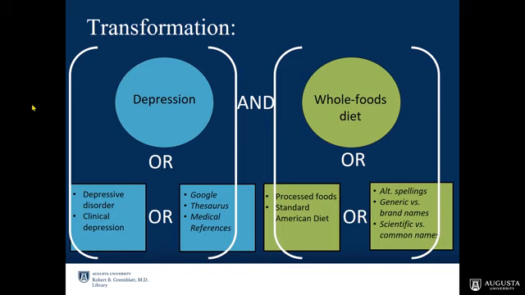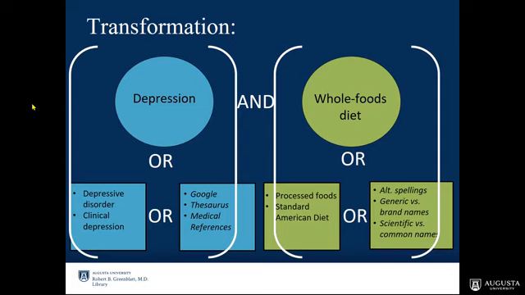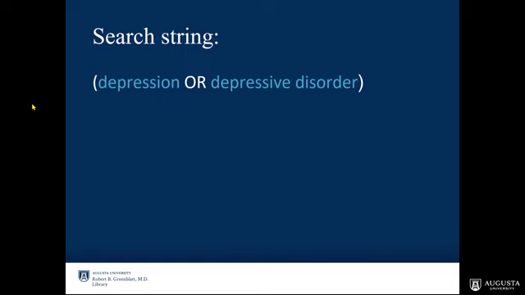We are going to combine all the terms for each concept block with OR. What we're doing with the blue block of depression, we're going to put all the keywords together that we found with OR, and then we're going to enclose them in quotation marks. We're going to move to the green concept block, put all the keywords together with OR, enclose that in quotation marks, and then we insert the word AND in between them. So it looks like this.